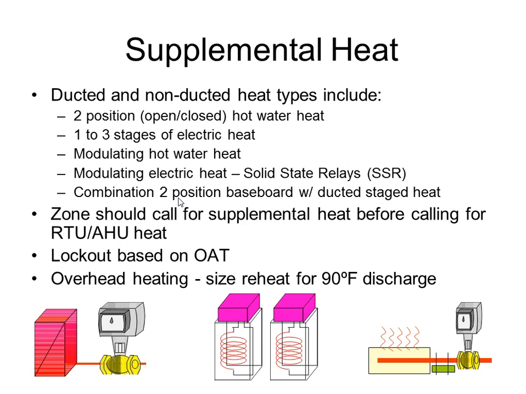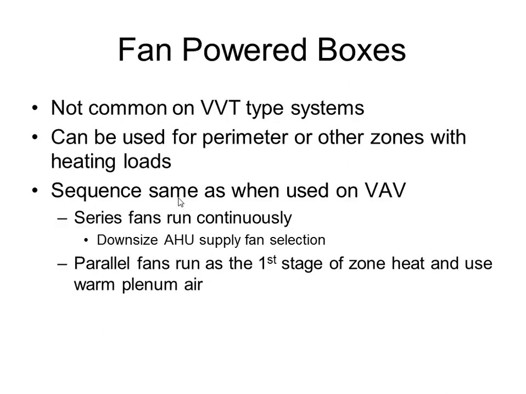One thing to note that gets overlooked a lot is that in order to get proper dispersion of air out of an overhead ceiling diffuser, you do not want discharge air above 90 degrees. Above 90 degrees, and I believe this is an ASHRAE code, technically the air will start to stratify and you will not get proper dispersion. So when you're sizing your reheat coils, you want to size them for discharging 90 degree supply air out of the diffusers if you have overhead diffusers.